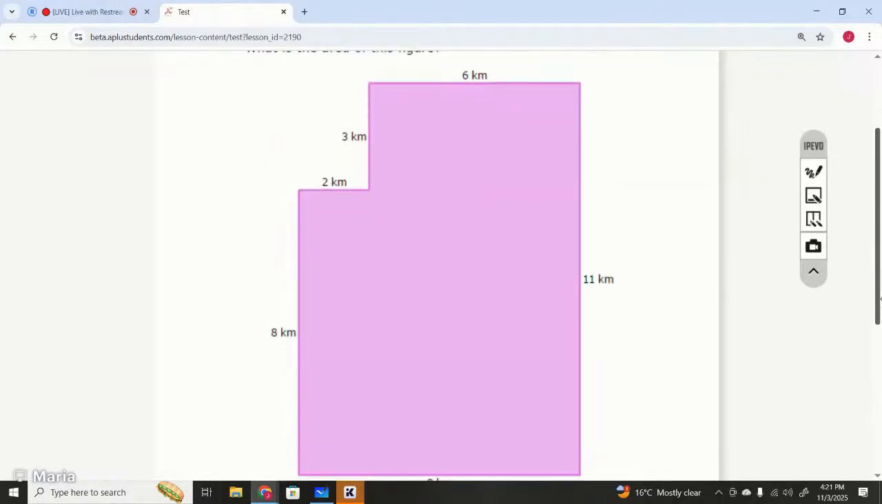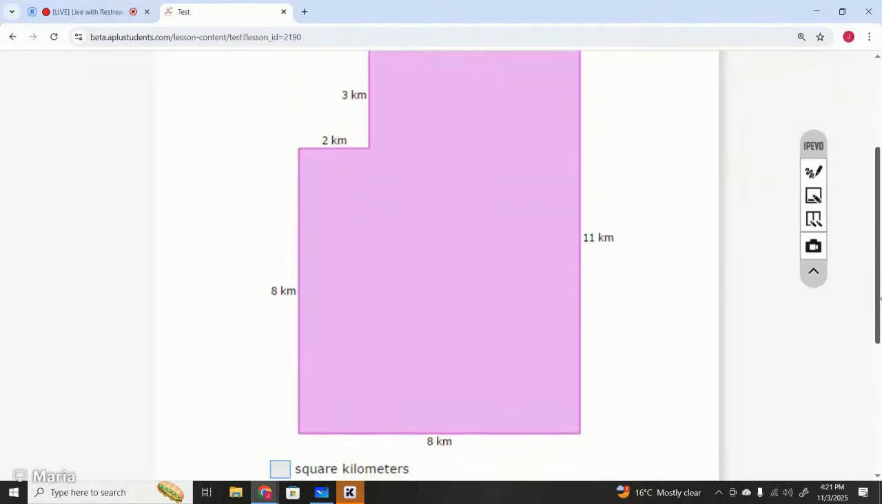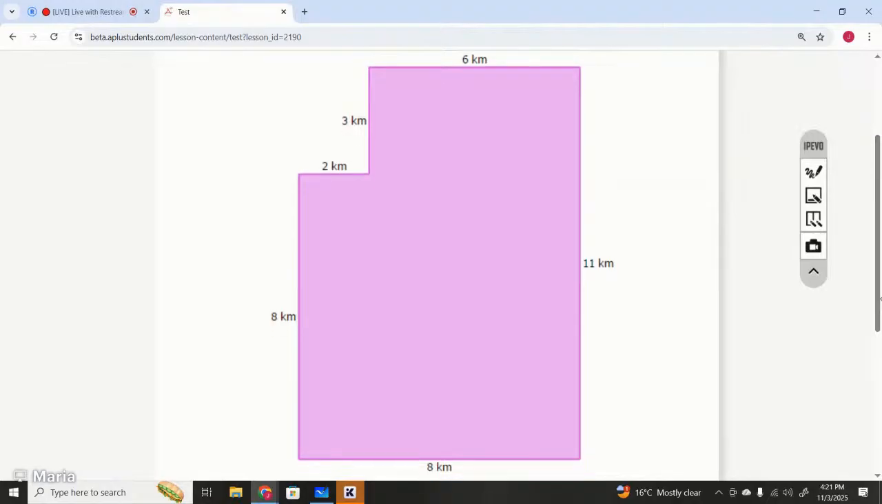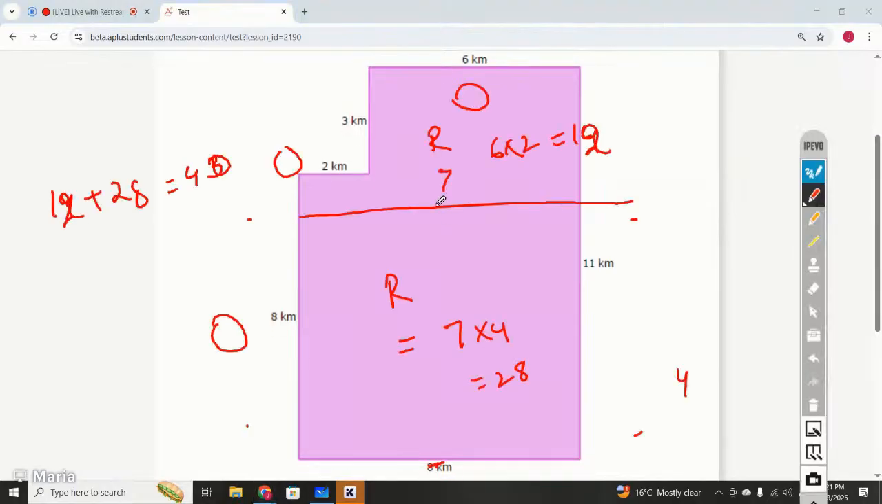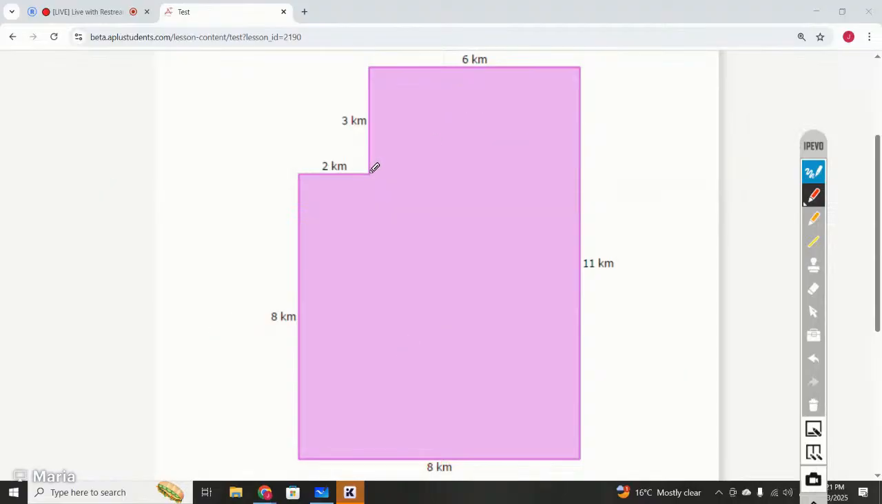What is the area of this figure? Let's just divide this figure again into two figures and then we are going to calculate the area of this figure. So divide this figure into two figures, right? So now they are the two figures. Calculate the area of this figure, that is a square.